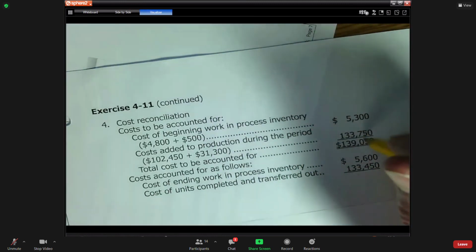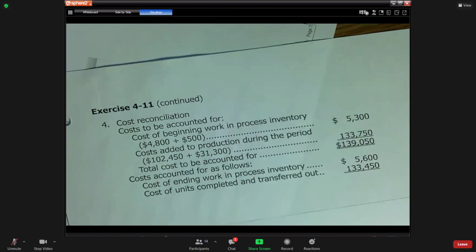And this cost, that was what we had for the cost in the beginning work in process. That was part 2. Okay, you got it? You got to do those 4 steps. You got a problem like that on exam 1. Any questions? Does it seem overwhelming or is it something you can handle? You gotta practice it. With practice, you get good at anything, right?